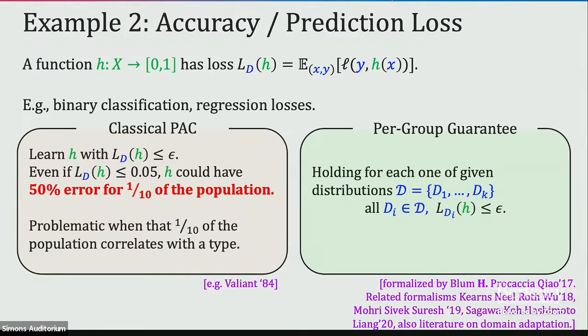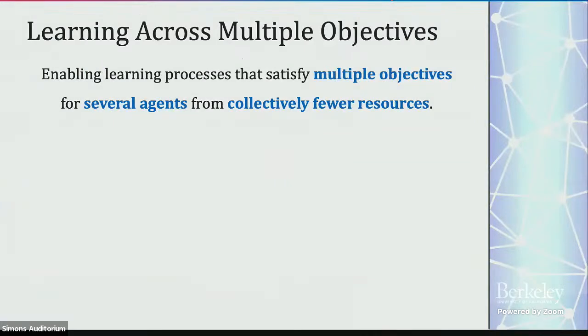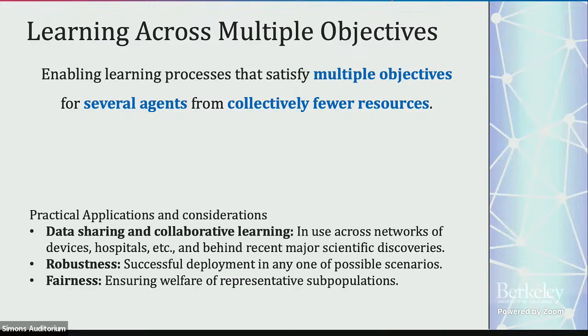I can give you more examples, but I think 2 is enough for a 30-minute talk. So what do we want out of this? I've shown 2 examples when we are going from single to multiple distributions or multiple objectives. And what we really want is to enable these learning processes that can satisfy multiple objectives and learn over multiple distributions, but from collectively fewer sample points and data. So what we want is to really make sure that sample complexity is not blowing up crazy.